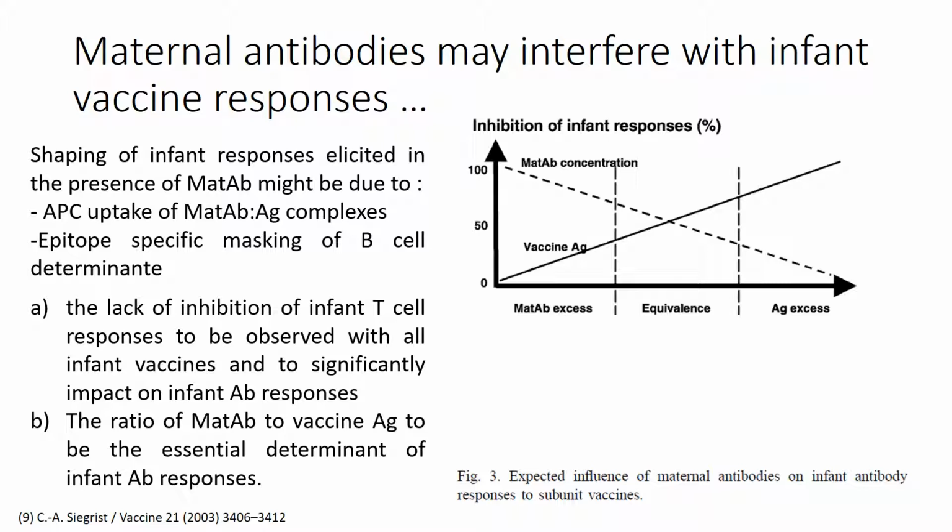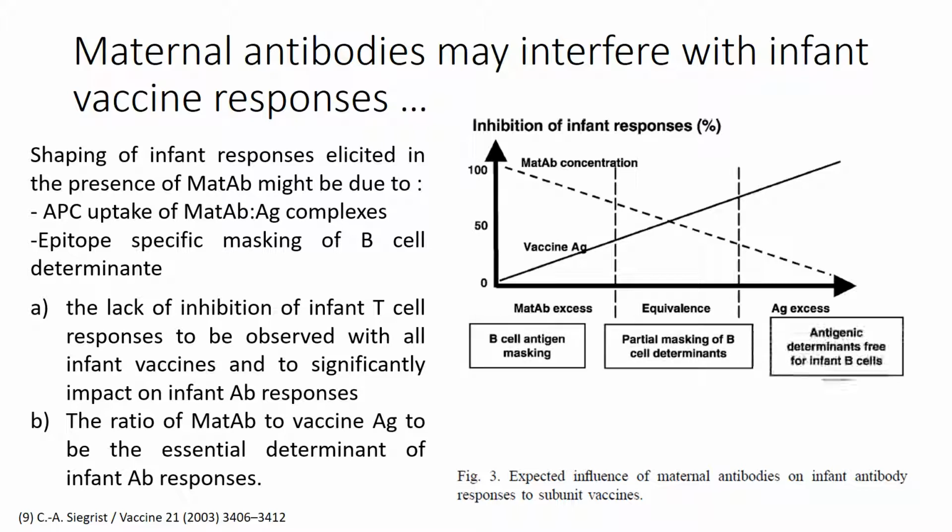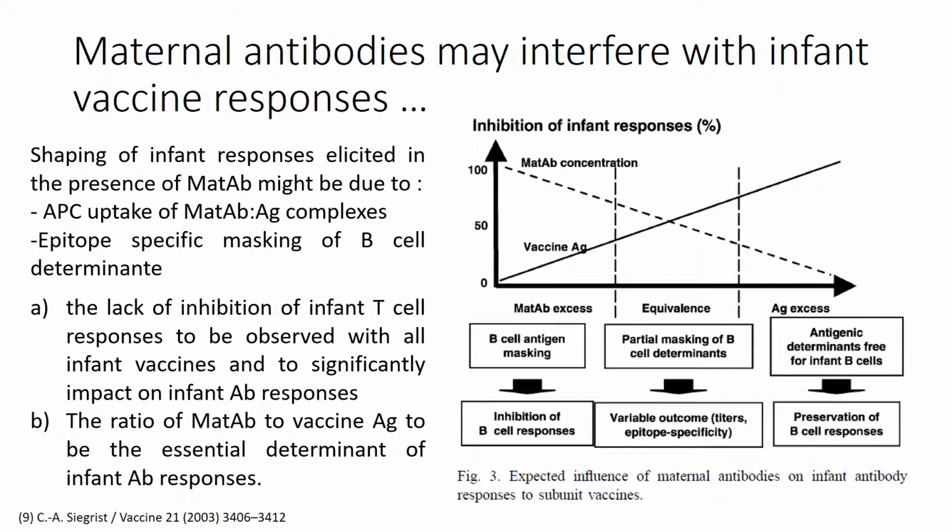This is represented here with the graph. Here we can see that if we have a maternal antibody excess, we will have B-cell antigen masking. If we have, on the other hand, antigen excess, we will have antigenic determinant free for infant B cells. This will lead to different situations. In the first example, inhibition of B-cell response, and in the second, preservation of B-cell response. If we are at equivalence, we will have a variable outcome, depending on the titers and on the epitope specificity.